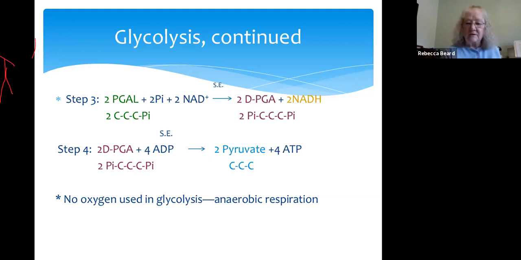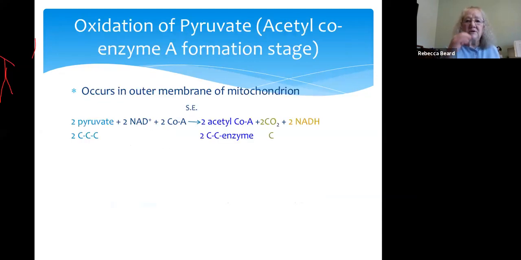And so now we're going to the next stage, which is going to occur in the outer membrane of the mitochondrion. Oxidation of pyruvate, it can also be called the acetyl coenzyme A formation stage. So remember the mitochondrion? We've talked about it before. It's the energy or power plant of the cell.